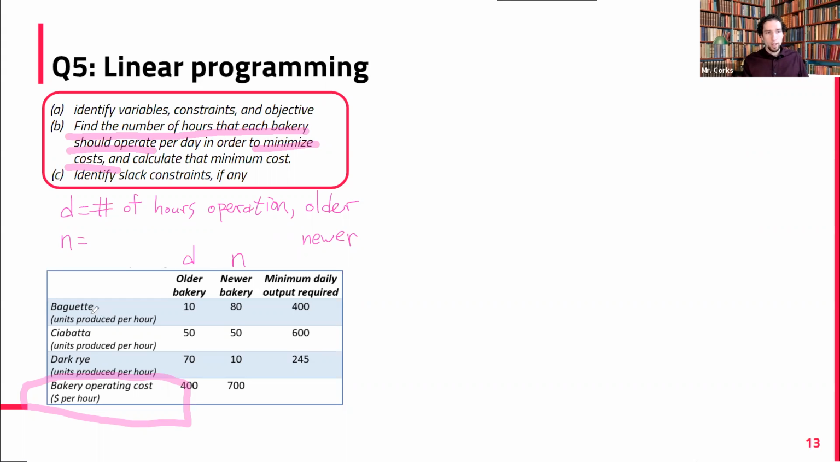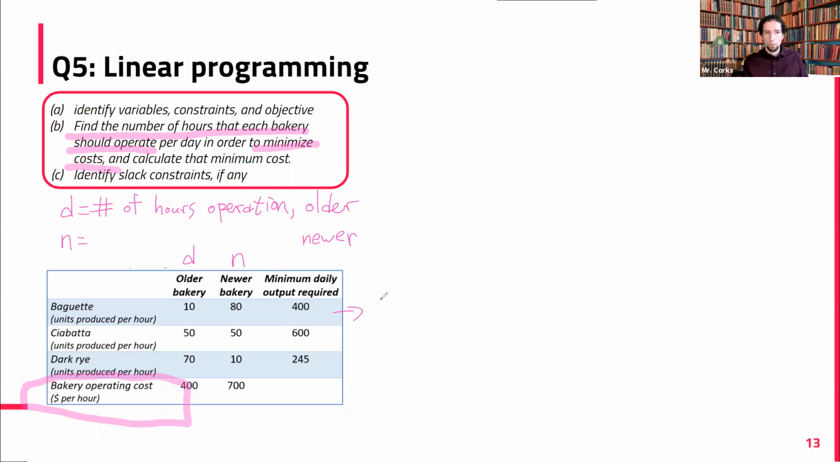The constraints then are how much of each of these types of bread that we have to make. 1, 2, 3. Let's build one constraint inequality just as an example. I won't do all of them, but let's take the baguettes. How can we use our two variables to express our baguette constraint with an inequality?